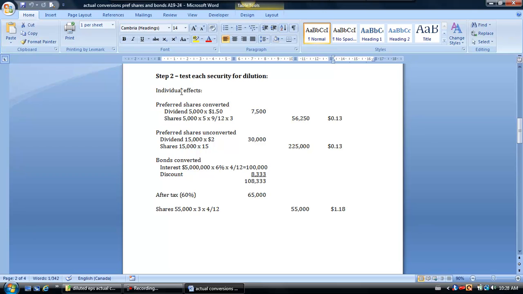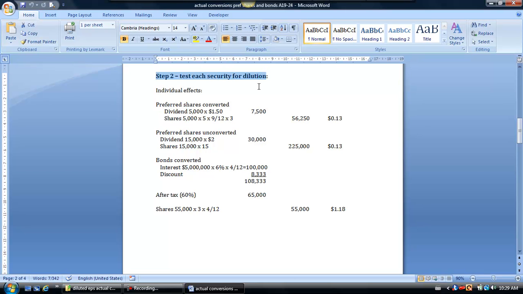Now in step 2, hopefully you've reviewed step 1 and you're feeling comfortable with that, because it does have a share split and 2 conversions in there. So that's a nice little comprehensive question to show you how it affects your basic EPS calculation. Now let's have a look at step 2, where we're going to test each security for dilution. It doesn't matter the order you test, but we have 2 convertible securities, preferred shares and bonds.